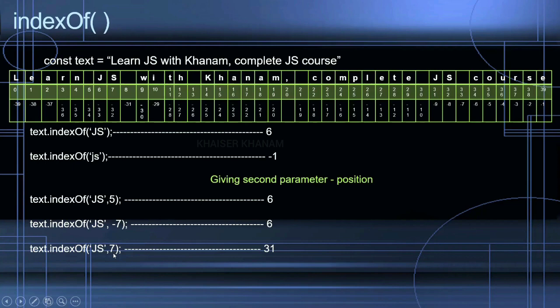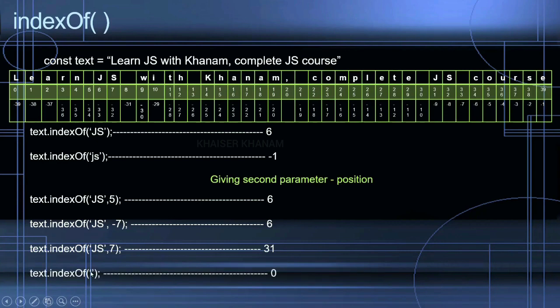Now, if we are having positive number 7, you can see 7 is here. So, it will be started from here. Now, I am not having JS here. JS is at the 6th position. But I started from 7th position. So, it will search and it will end up with search here. So, I will get the result as 31 for this JS.